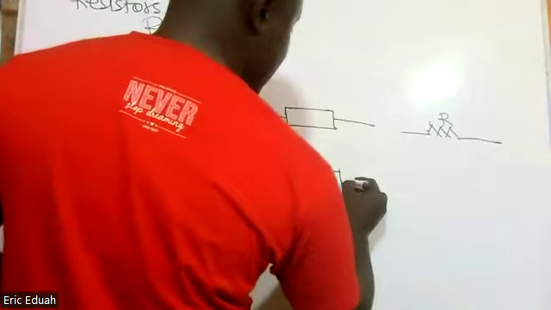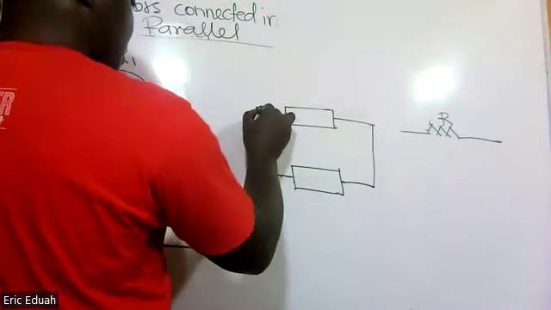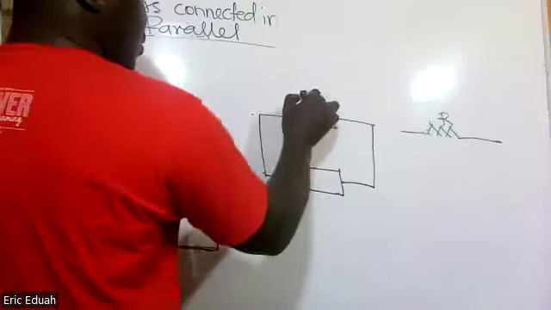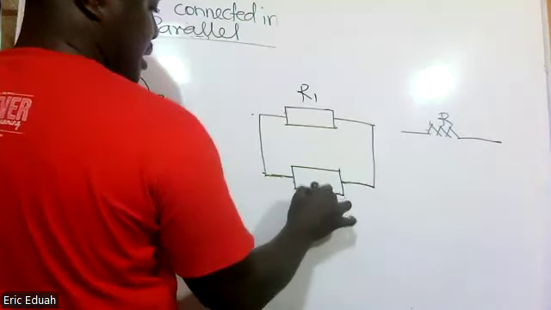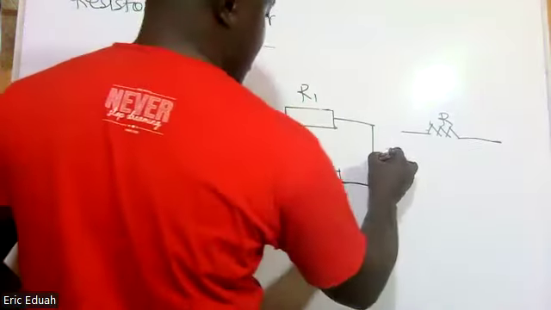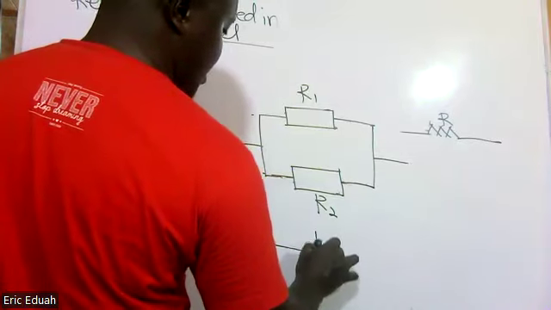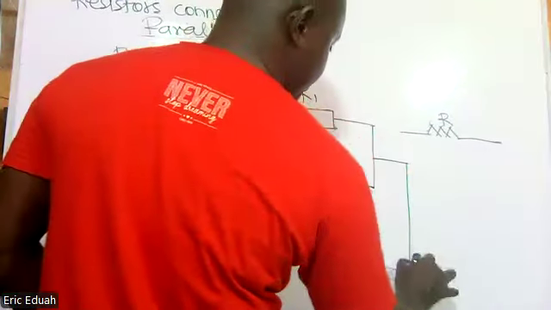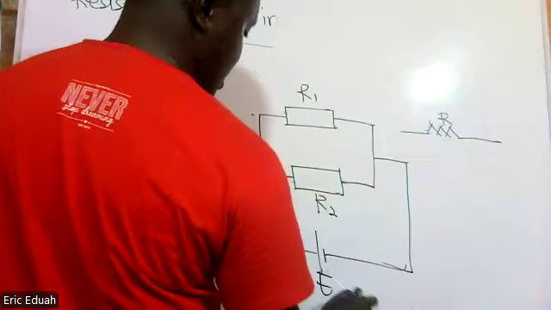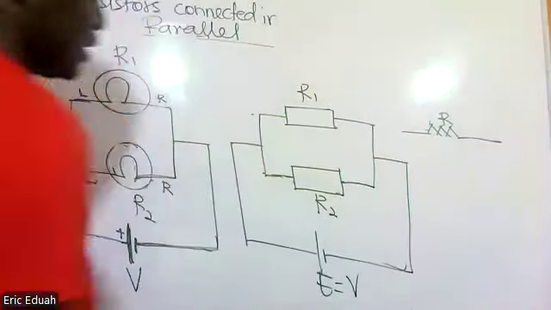So two resistors connected in parallel will look like this. So this is R1, this is R2. Then each joint side is connected to one terminal of the source of EMF, E. The EMF is also the same as the source voltage.